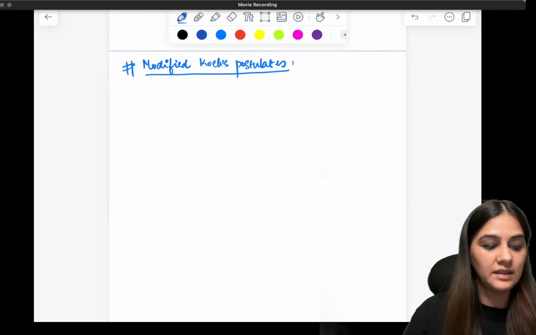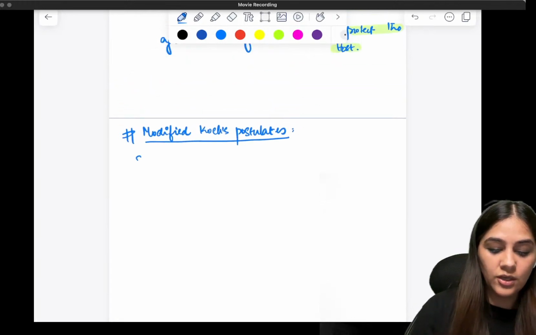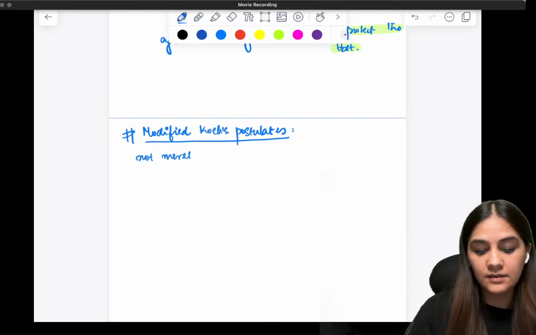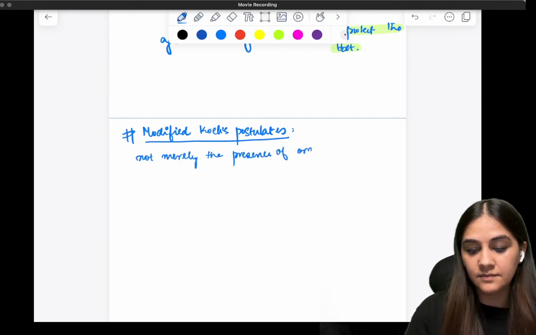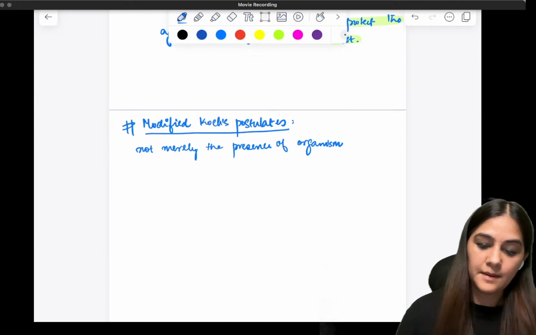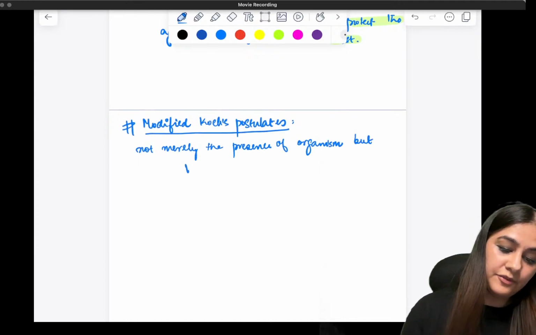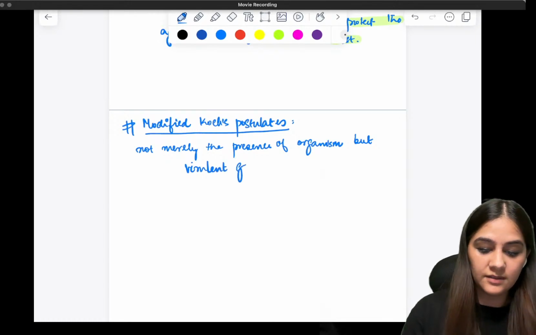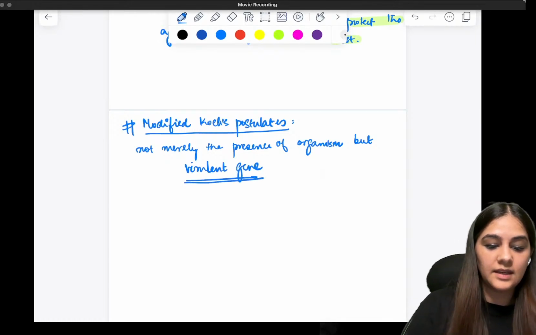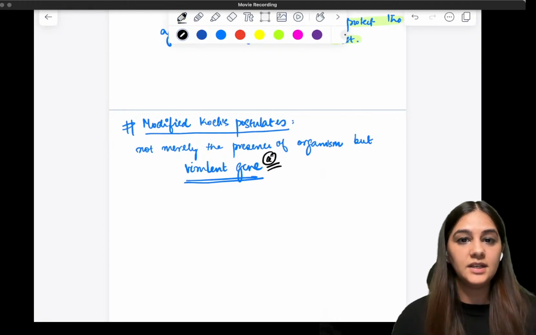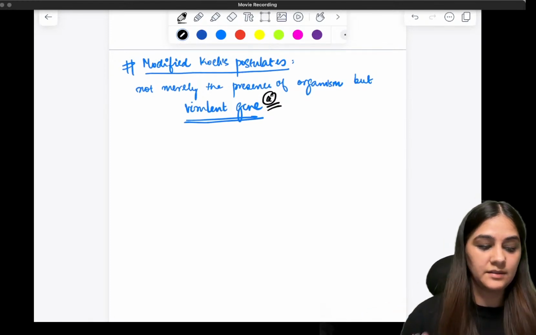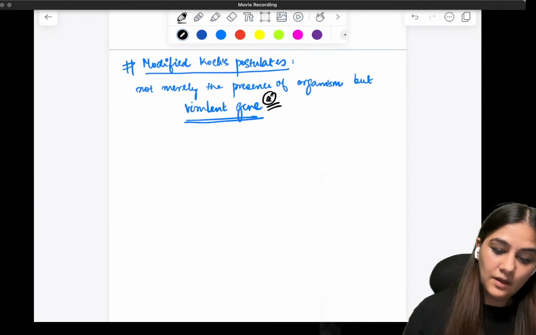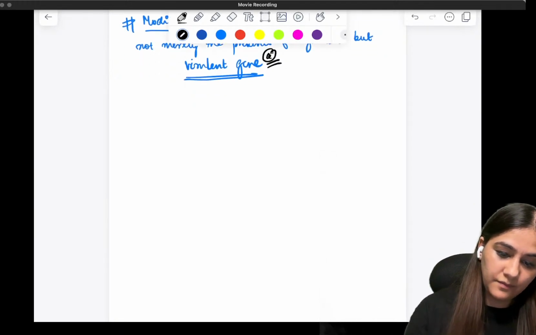So, few scientists came and they said that it's not merely the presence of the organism, but some virulent gene that the organism possesses. It's said that it is about some virulent gene. It is not just the mere presence of the organism, right? So, this was one concept. Then they told us, okay, I'm going to draw like, okay, let me draw a circle.